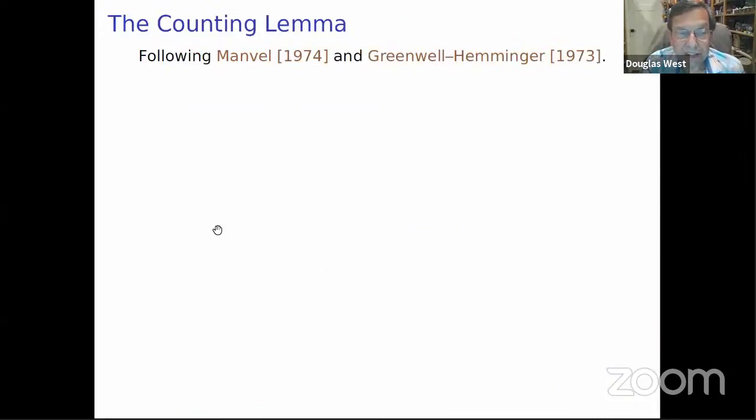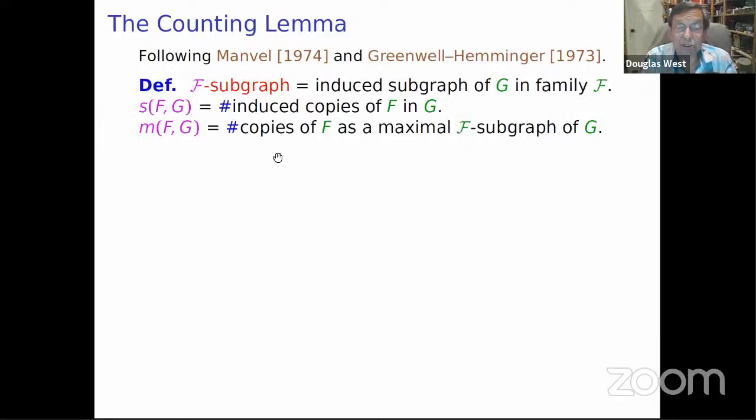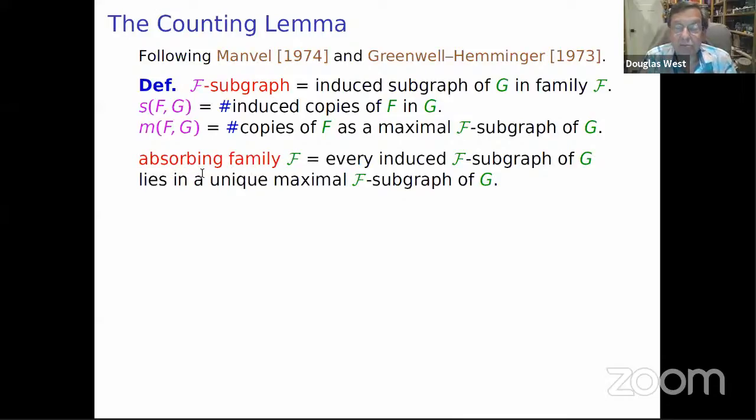Okay, to prove that statement about reconstructing this graph here, we use a counting lemma. The idea of it is in the paper by Greenwell and Hemminger, and Manvel actually used similar ideas in his 1974 paper. So let me talk about a family of graphs F. An F subgraph of G is an induced subgraph of G that's in the family F. I'm interested in counting the number of subgraphs of G that are induced subgraphs isomorphic to F, and the number of copies of F as a maximal F subgraph of G, meaning it is not an induced subgraph of any other F subgraph of G. And let's say that a family is absorbing if every induced F subgraph of G belongs to a unique maximal F subgraph of G. Okay.